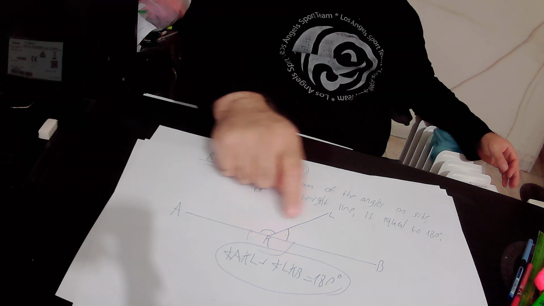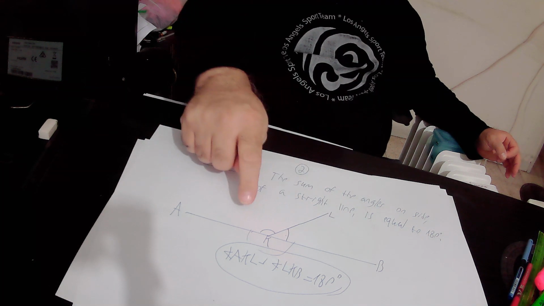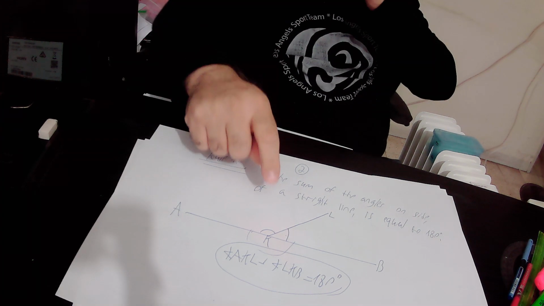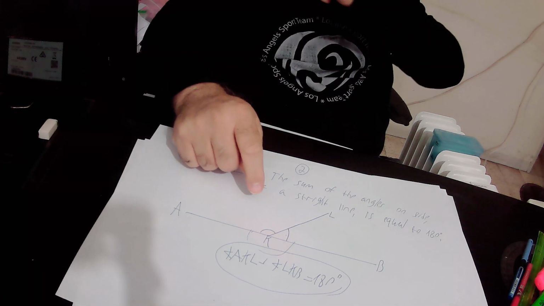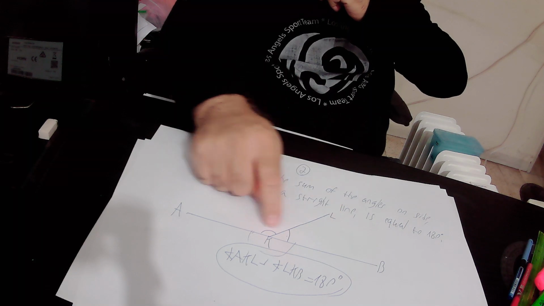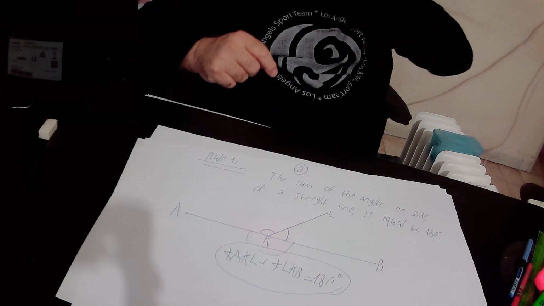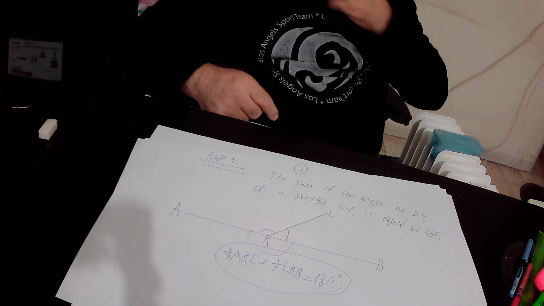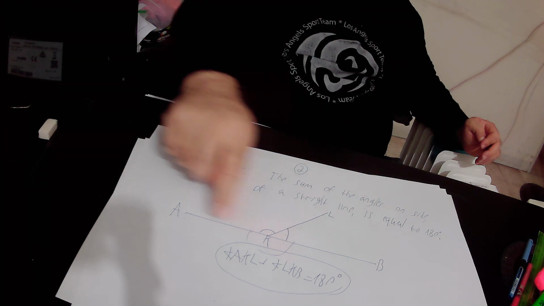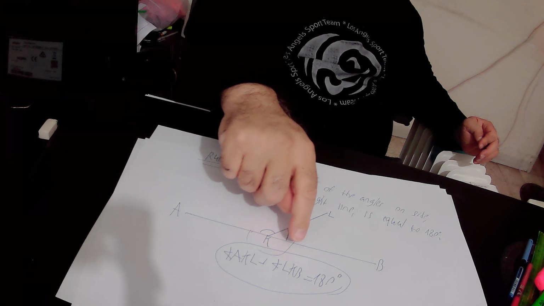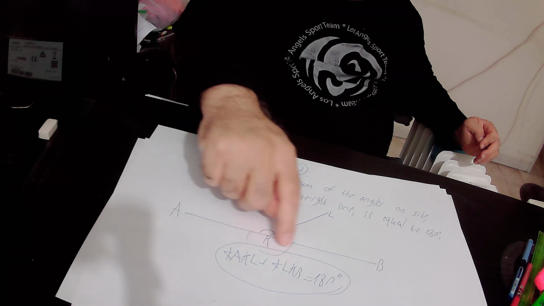We have here KL. If we focus on the upper side of the straight line AB, at point K, the sum of the angles on the upper side of AB must be equal to 180 degrees according to rule number 1. That is to say, angle AKL plus angle LKB, in total the sum of those two angles must be equal to 180 degrees. The same thing is true for the lower side of AB: the sum of the angles there is also equal to 180 degrees.